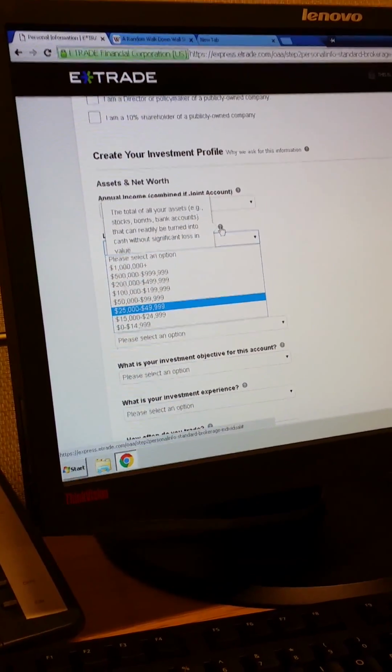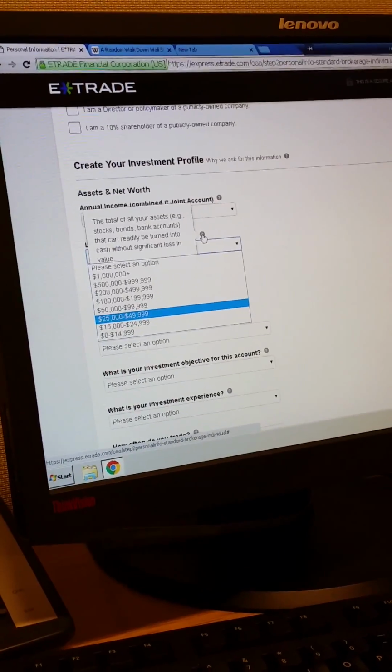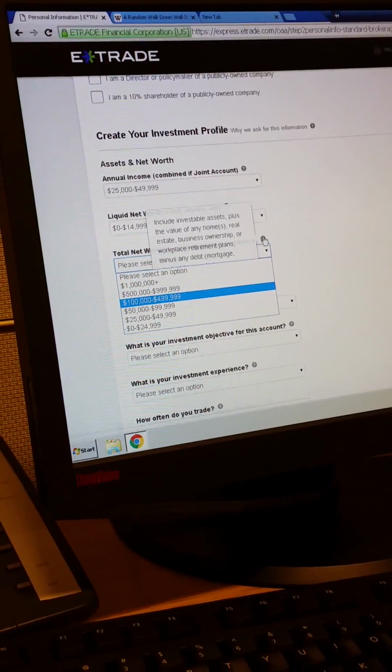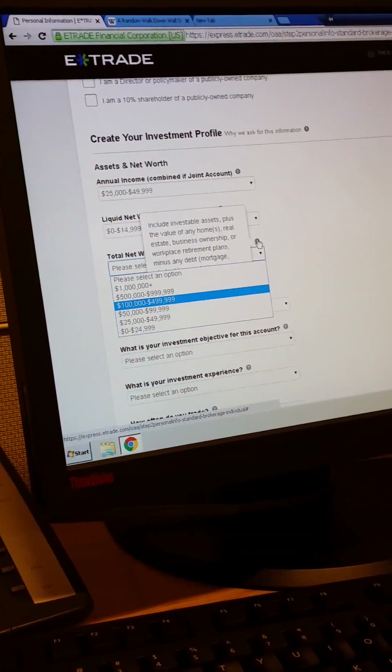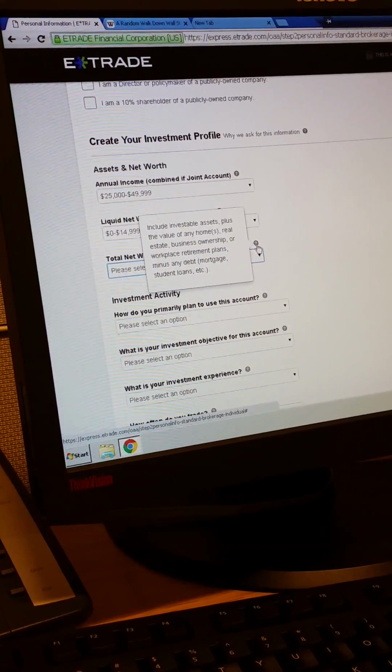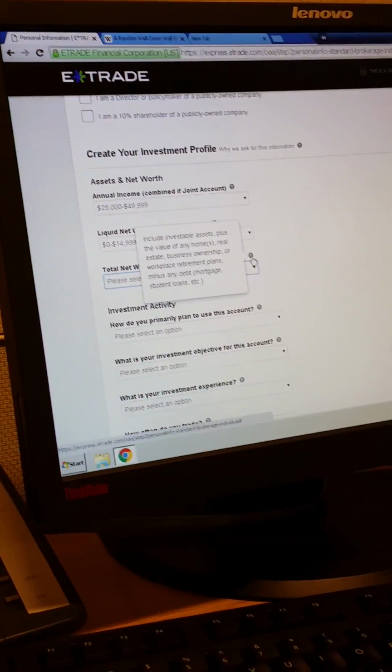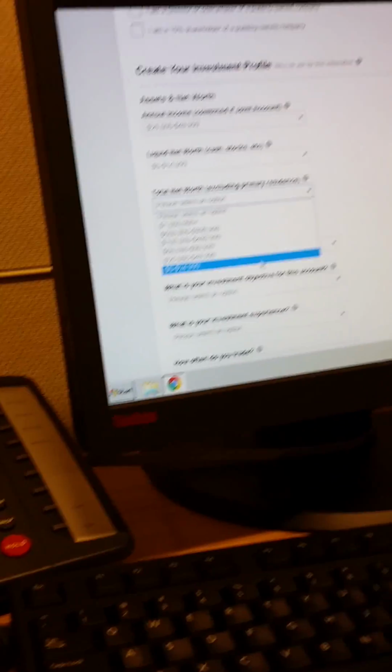Liquid net cash, 0 to 14. Total net worth. What is that? Investable assets minus any debt. Yeah, 0 to 24. Is there a negative number?